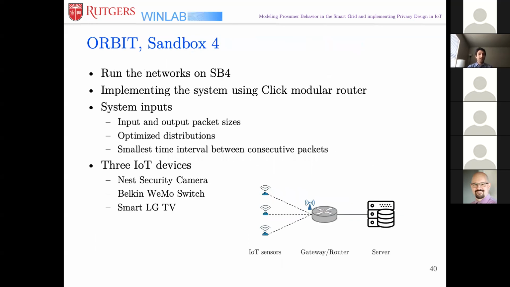The controlled emulation experiments were performed on Sandbox 4 of Orbit. We set up an IoT network topology, as shown in the figure, using SP4, in which a set of nodes represent IoT devices, a gateway, and a server. The nodes acting as IoT sensors are connected through wireless interfaces to the gateway, and the gateway communicates to another node acting as a server through Ethernet interface.